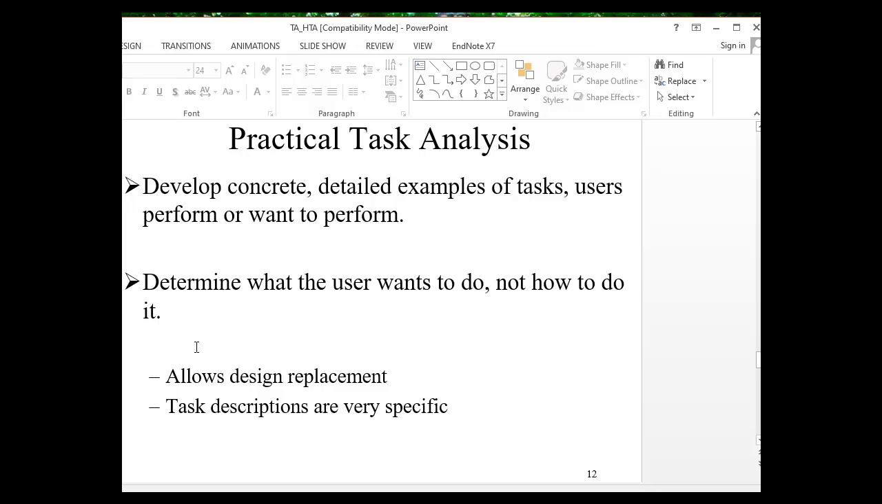Also, allow designer replacement. Your product must be flexible. It means there must be an option where we can change or replace the design, the interface, the front end of that task, product, or system. You must leave an empty space or an option where you can replace the design.